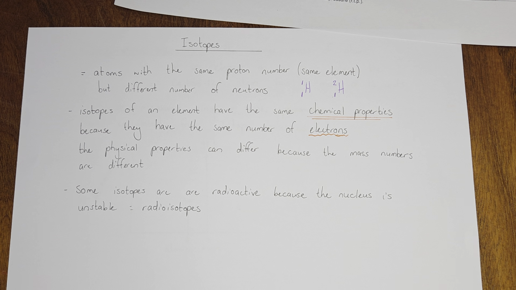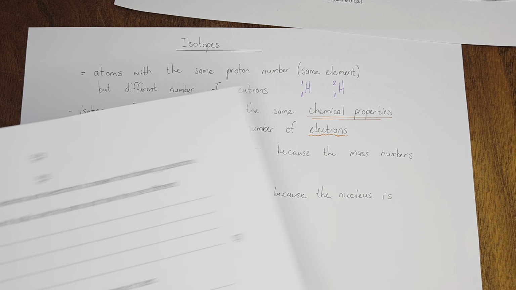Okay, so isotopes will always react the same because they still have the same number of electrons. Unless there are ions, everything will always have the same number of electrons. So unless you see pluses and minuses, the electron number is the same as the proton number. Okay, and some isotopes are radioactive because the nucleus becomes unstable when you add extra neutrons, and those we are called radioisotopes.